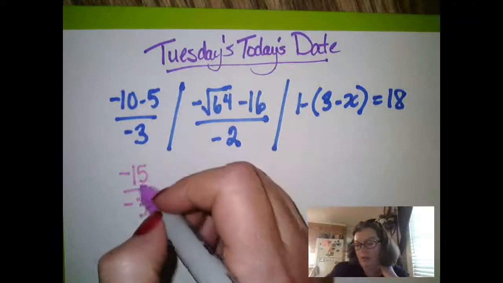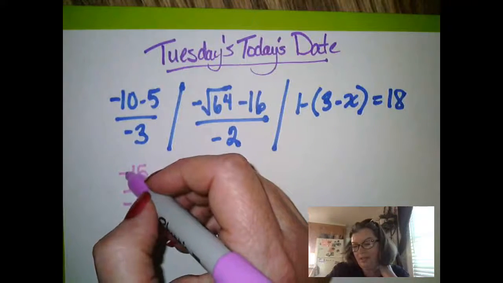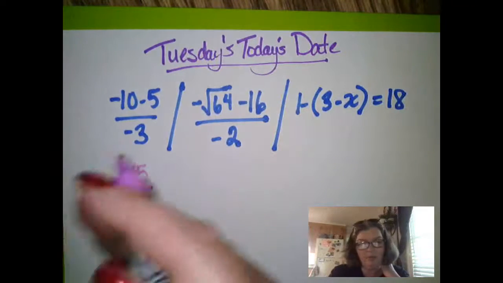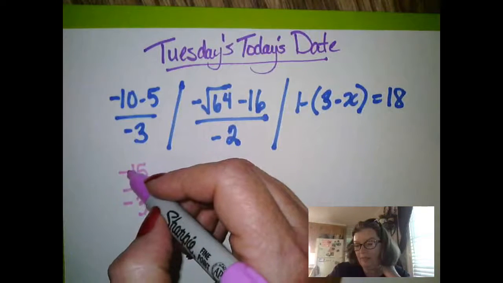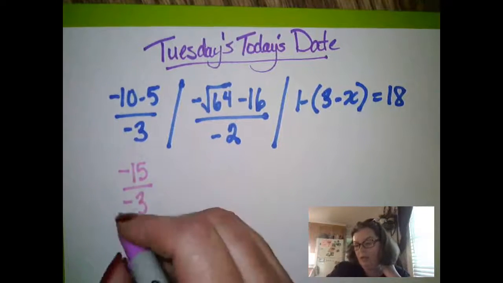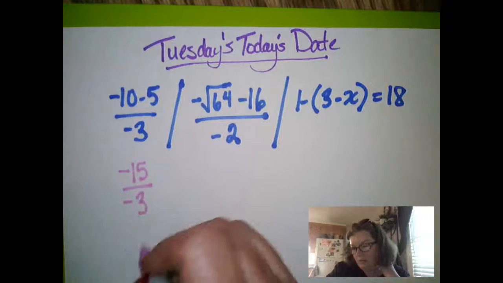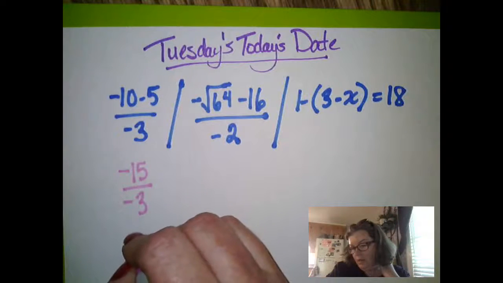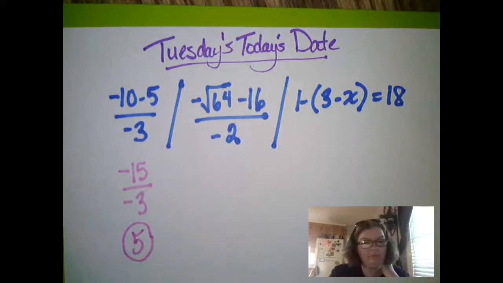Alright, now you guys can see the answer. Both of these are negative. And remember, when you're multiplying or dividing by negatives, if both are negative, your answer will become positive. So 15 divided by 3 is 5.